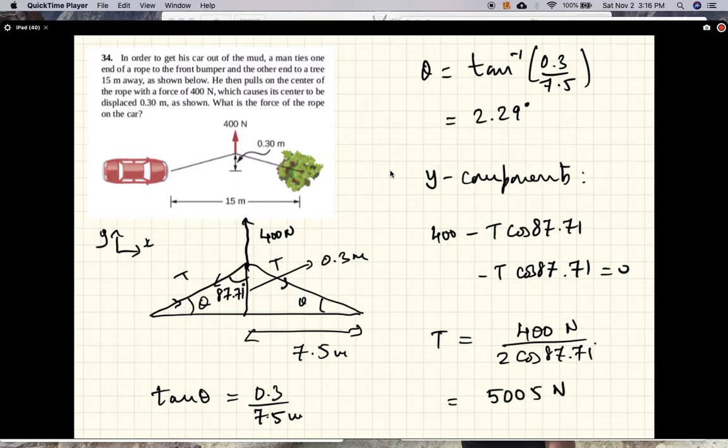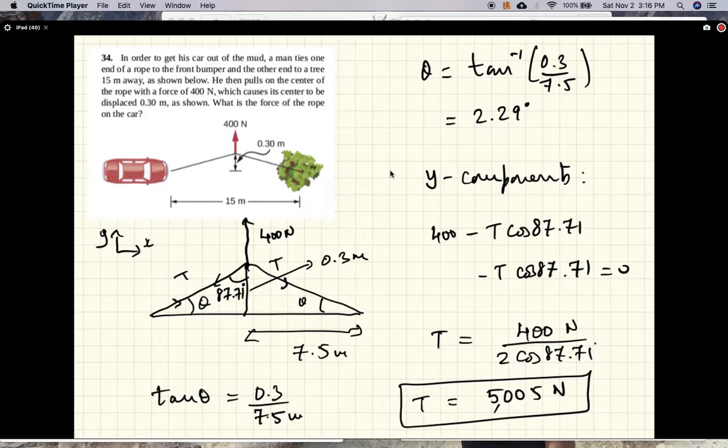5,005 newtons. So here's the amazing part. Here's a fellow who can apply a force of 400 newtons, and by applying the force in this direction rather than pulling straight at the car, if you pull straight at the car you would only apply a 400 newton force, but by applying this force perpendicular you got a magnification, and now the force pulling the car out of the mud is 5,000 newtons, a factor of roughly 12.